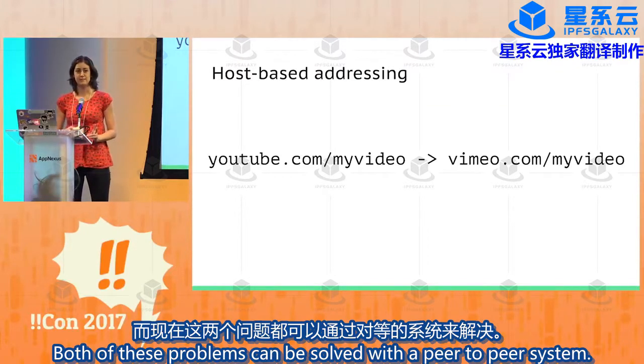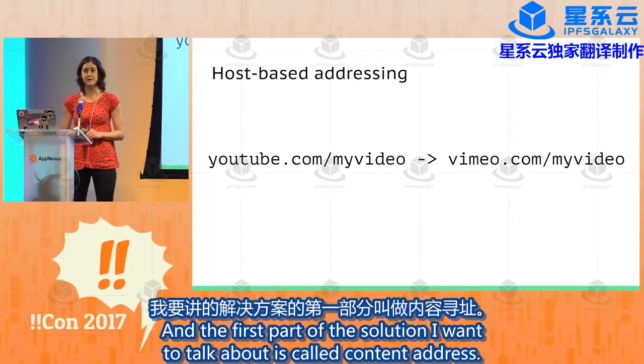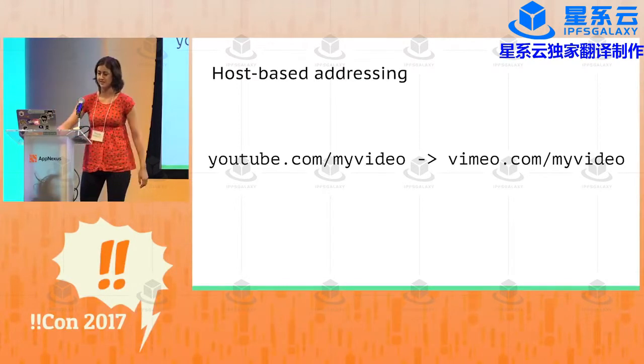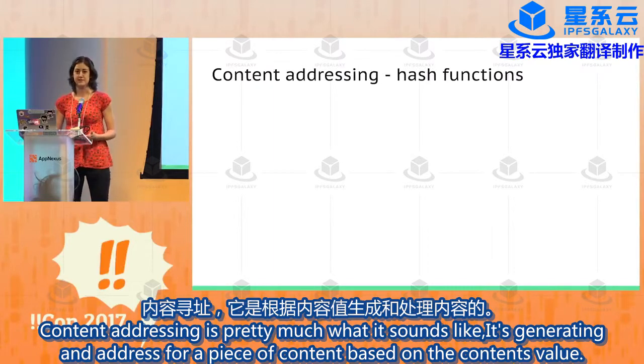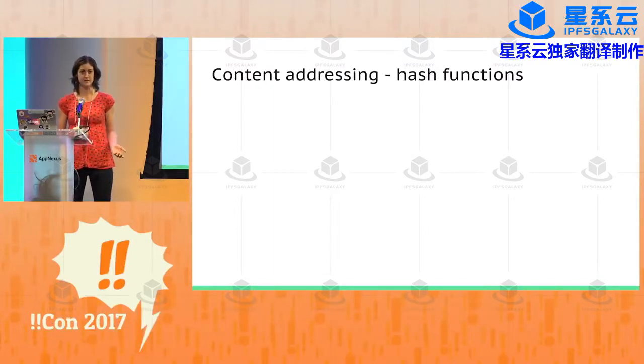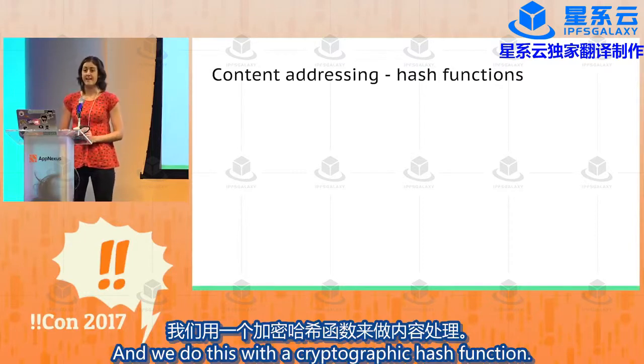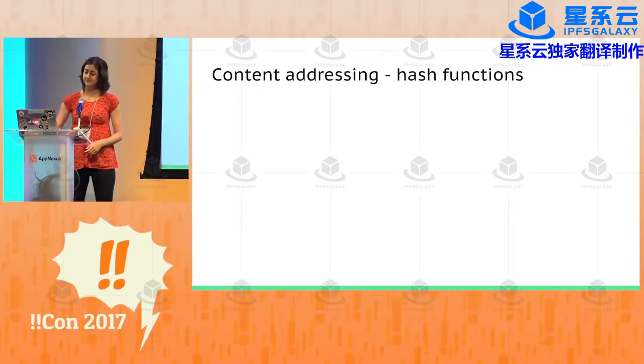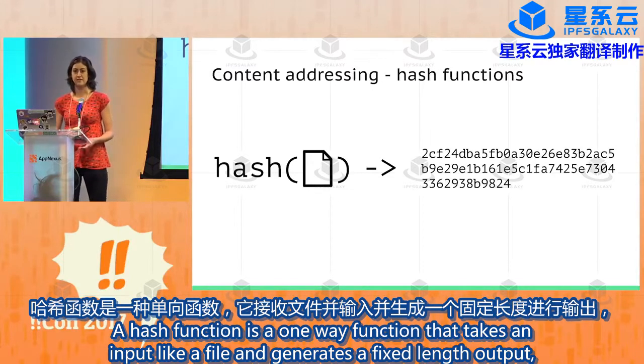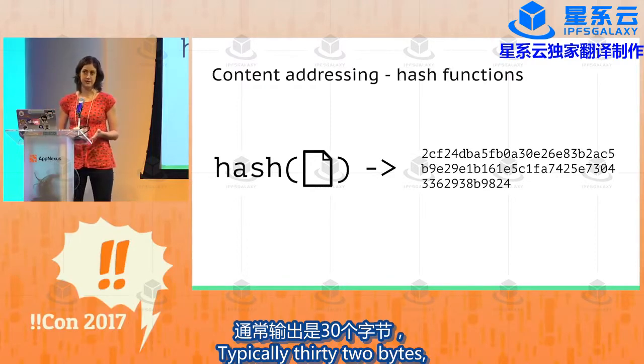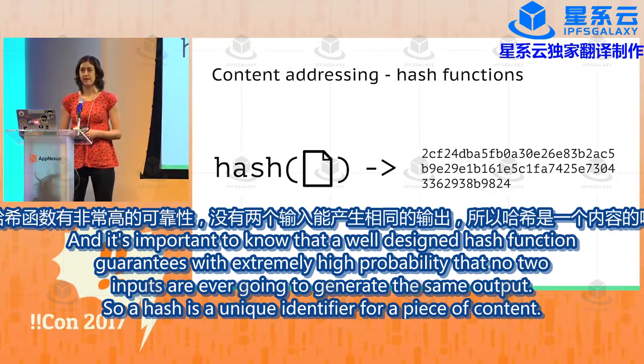Now, luckily, both of these problems can be solved with a peer-to-peer system. And the first part of the solution I want to talk about is called content addressing. Content addressing is pretty much what it sounds like. It's generating an address for a piece of content based on the content's value. And we do this with the cryptographic hash function. A hash function is a one-way function that takes an input, like a file, and generates a fixed length output, typically 32 bytes. And it's important to know that a well-designed hash function guarantees with extremely high probability that no two inputs are ever going to generate the same output. So a hash is a unique identifier for a piece of content.